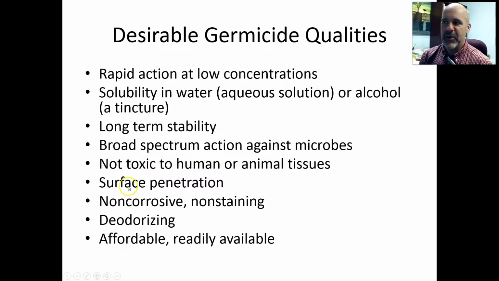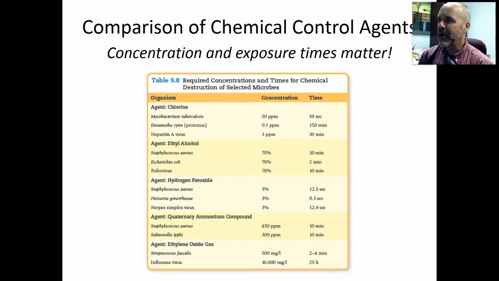Ideally non-toxic to human or animal tissues. That's just kind of common sense. That's not always the case, though. Surface penetration, you want it to penetrate surfaces if possible. Non-corrosive, non-staining. So if you're using a disinfectant on your kitchen counter at home or in your bathroom, if you're spraying a disinfectant in your shower, you don't want it leaving stains in the shower. You don't want it breaking down your kitchen counter. Those are ideal types of things. Deodorizing, it's good if we get rid of foul odors. And of course, affordable and readily available. So some of those things are just kind of common sense.